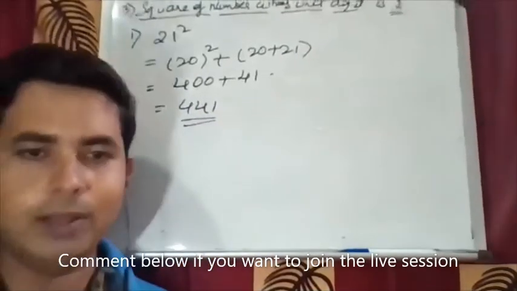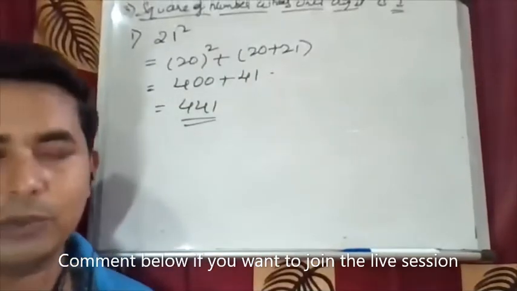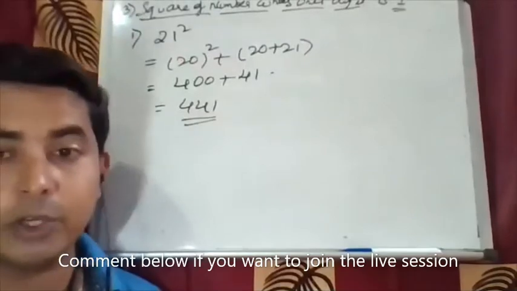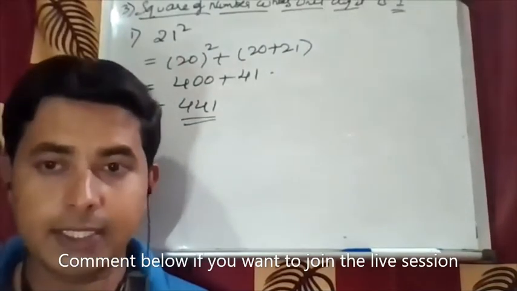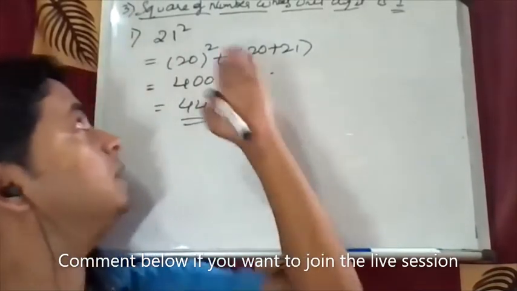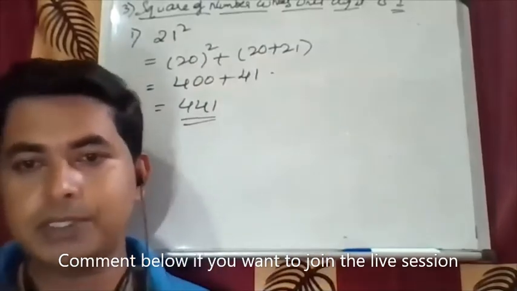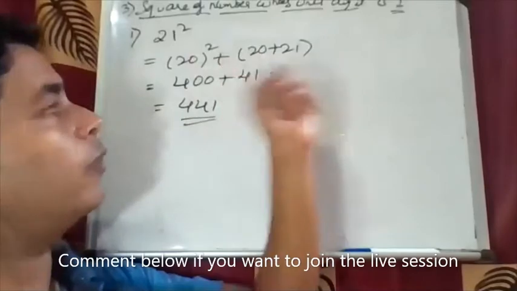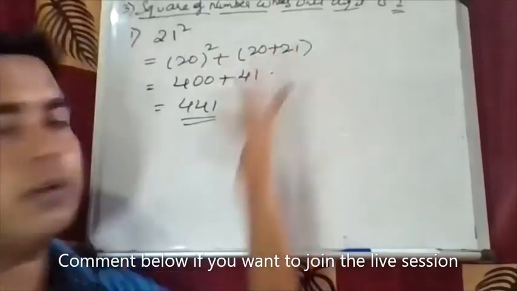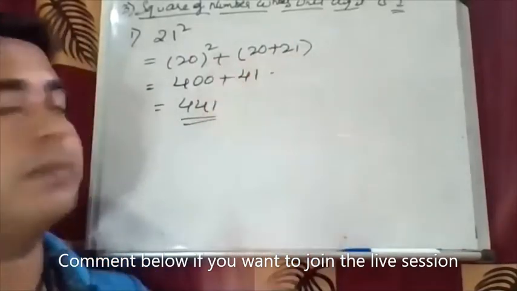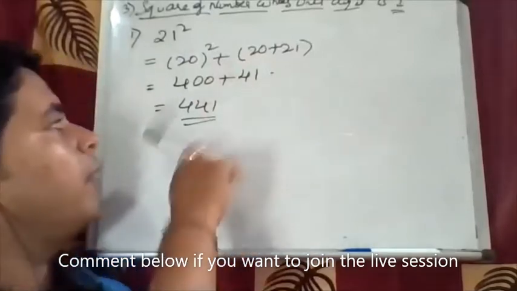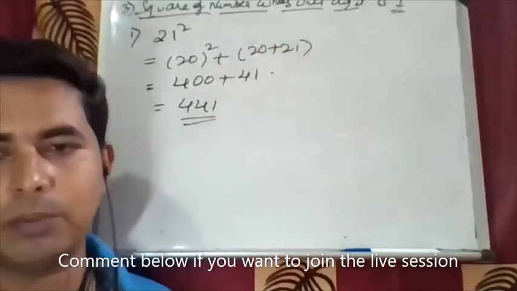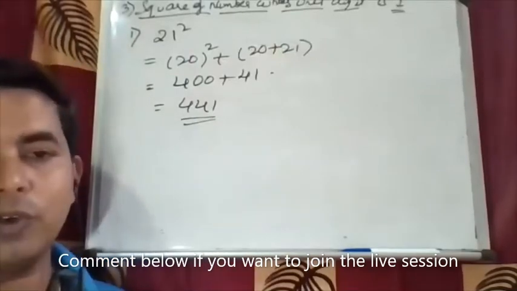So how to do it here? Consider 21 square, find its base number, meaning the nearest zero digit number. The nearest zero digit number is 20. So take 20 square and add 20 and 21, because I have to find the square of 21. Add it with the base number, then add both the numbers: the square of base 20 plus the two successive numbers added. You will get 441.